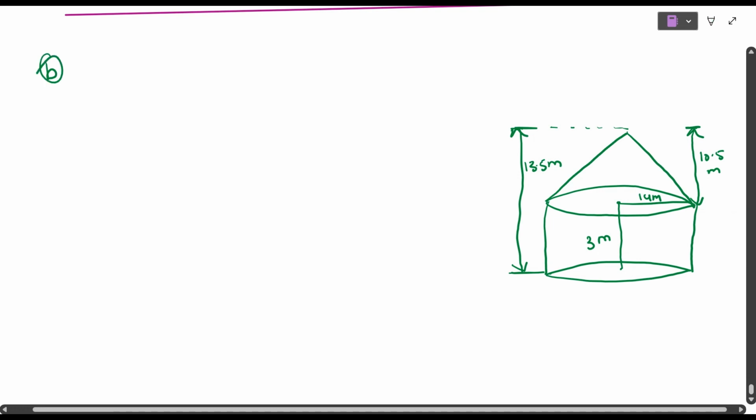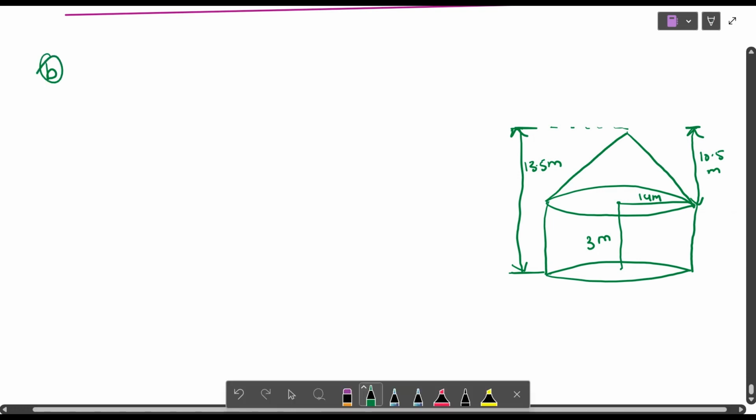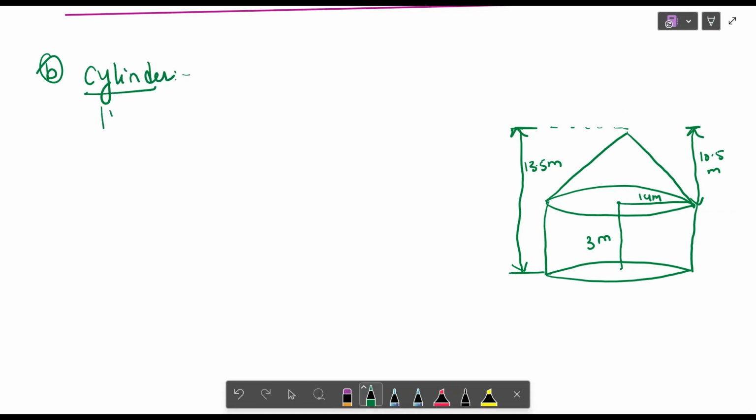So, question B. Let us take the cylinder part first. Let us write the values. Height is equal to 3 meters. Radius is equal to 14 meters. Now they are asking us to find the canvas required for making this tent. So what do we have to find? Curved surface area.